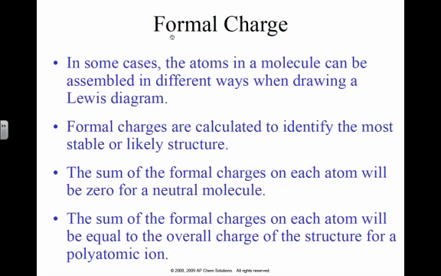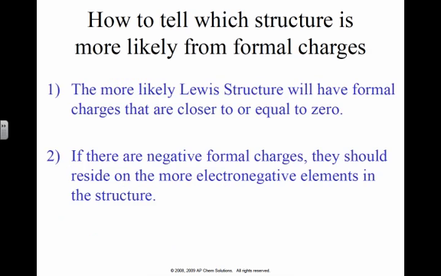Formal charge. In some cases, the atoms in a molecule can be assembled in different ways when drawing a Lewis diagram. Sometimes there's different ways to draw things. Formal charges are calculated to identify which is the most stable structure. The sum of the formal charges on each atom will be 0 for a neutral molecule. The sum of the formal charges on each atom will be equal to the overall charge if it's a polyatomic ion. How do you tell which one is the more stable structure? Based on formal charge, the more likely Lewis structure will have formal charges that are closer to 0. If there are negative formal charges, they should reside on the more electronegative element in the structure.